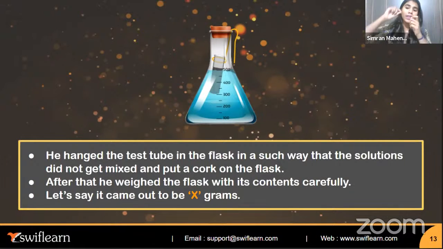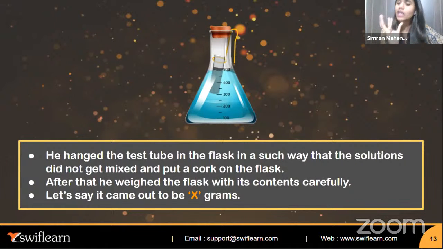Now, with the help of a thread, he tied the mouth of the test tube containing sodium carbonate, and he has immersed this test tube into the copper sulfate solution, in such a way that both of them are not mixing. You can pay attention here. Both of them are not mixing here.